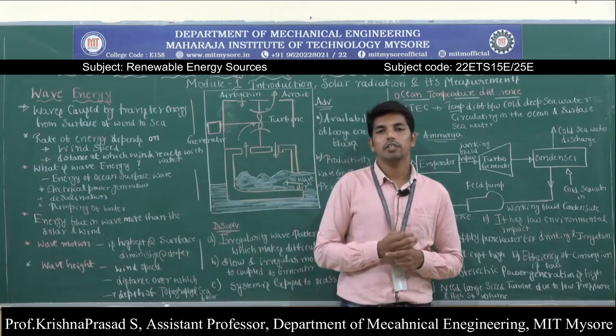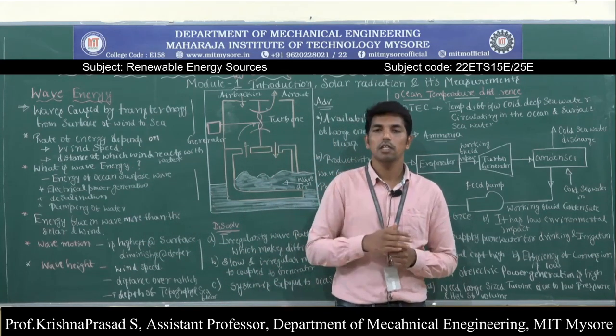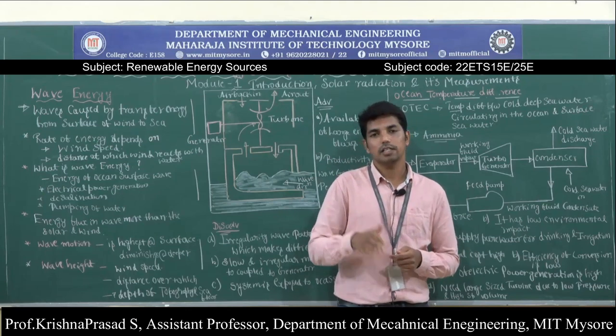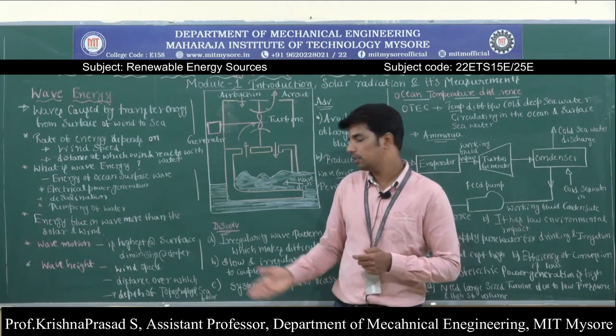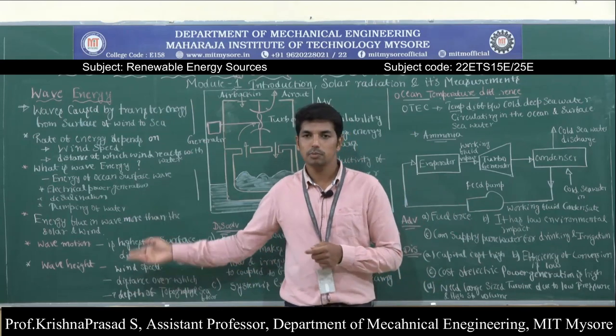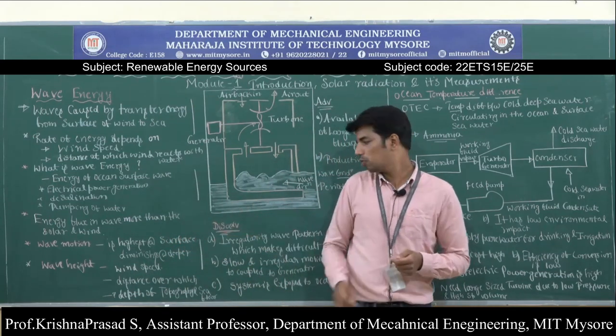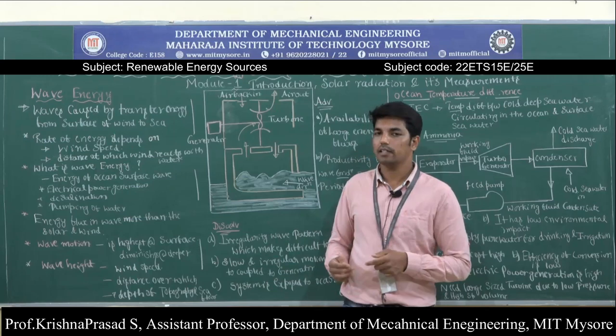Then the wave motion is usually higher at the surface and diminishes at deeper levels. And the wave height depends upon three parameters: wind speed, the distance over which the wind reacts with the water, and the depth of topography and the sea floor.